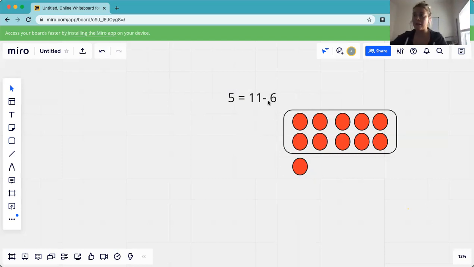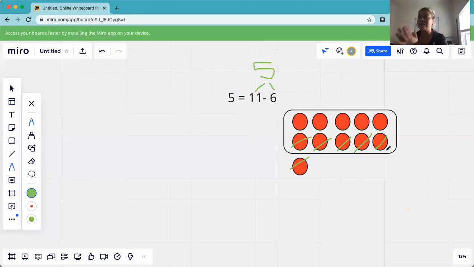So I'm going to subtract 6. Remember that the minus sign is saying we need to take away 6 from our 11. I'm going to start down at the bottom and go 1, 2, 3, 4, 5, 6. And then count how many you have on top. 1, 2, 3, 4, 5. So we figured out that 11 minus 6 is 5. So is this equation true or false? Does 5 equal 11 minus 6?